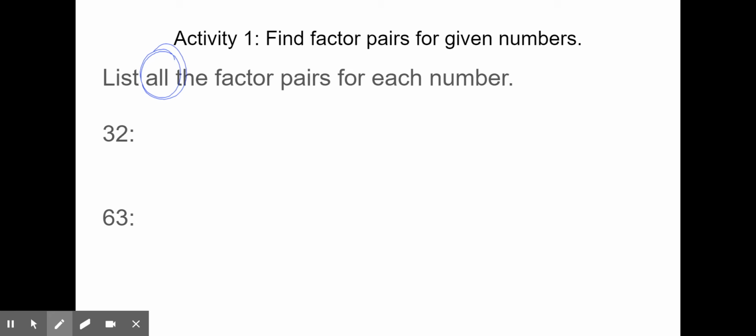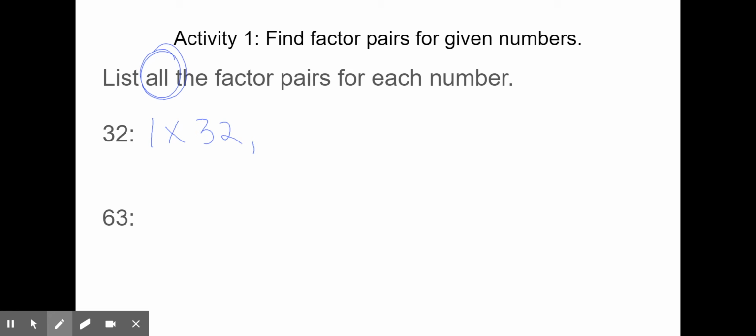Here we go. The first one that I'm going to recommend that you always record first is 1 times the number. So that is our first factor pair, 1 times 32. You see, factors are numbers you multiply. So that's what we're looking for, numbers you multiply to get to 32. And I like to go in order. So I've used up 1. The next number after 1 is 2.